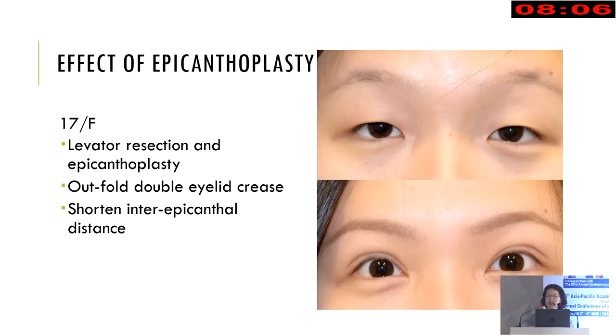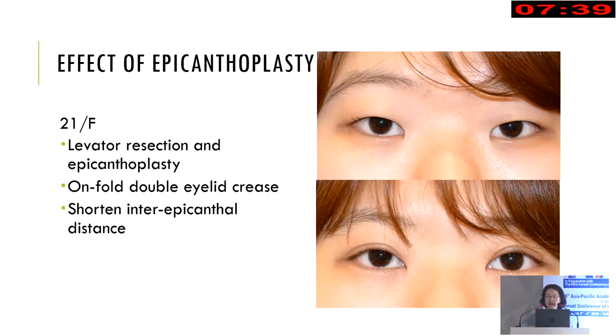This 17-year-old patient underwent levator resection and epicantoplasty. The procedure results in an outfold type double-eyelid crease with shortened inter-epicanthal distance. You can notice the shape of the epicanthus and medial canthus after the epicantoplasty. The complete opening of the epicanthus can make the outfold type of double-eyelid crease. This 21-year-old patient underwent levator resection and epicantoplasty. The procedure results in an on-fold type double-eyelid crease and shortened inter-epicanthal distance.